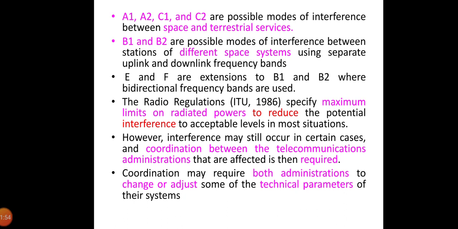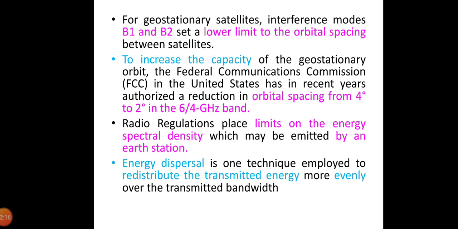The radio regulations specify the maximum limits on radiated powers to reduce the potential interference to acceptable level in most situations. However, the interference may still occur in certain cases, and coordination between the telecommunication administrations that are affected is then required. Coordination may require both administrations to change or adjust some of the technical parameters of their systems.